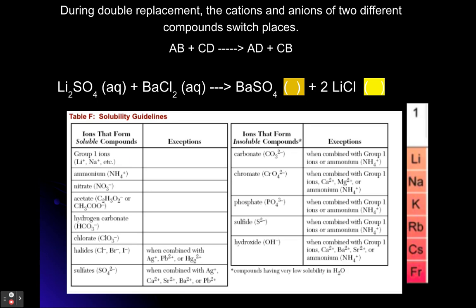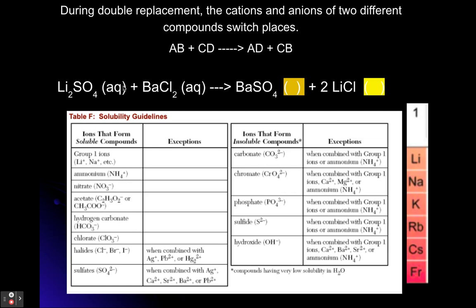So let's take a look at a double replacement. In a double replacement, the cations and anions switch places. So like AB, CD will have a new partner, AD, CB. And we can take a look at this real world example. Lithium sulfate and barium chloride will switch. This is 2 compounds, so it is a double replacement. Barium will now be with the sulfate ion, and lithium will be with the chloride.